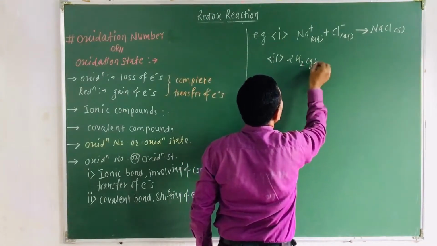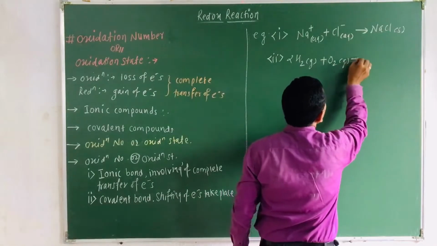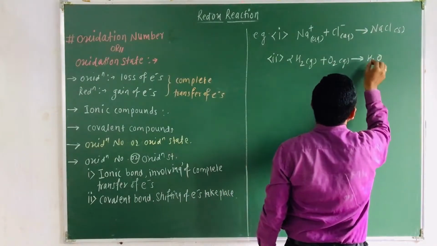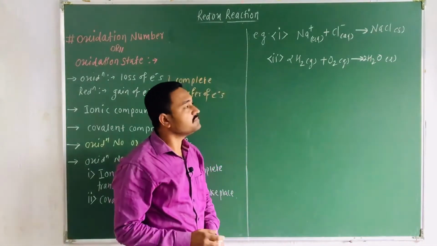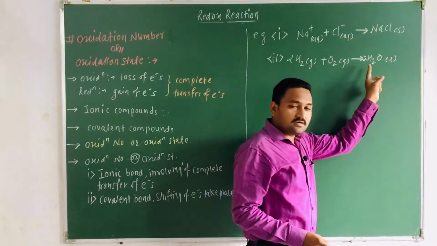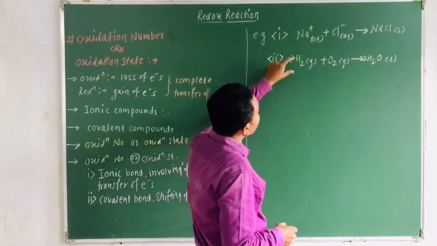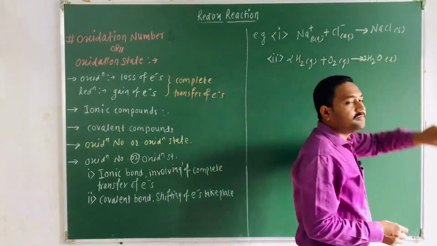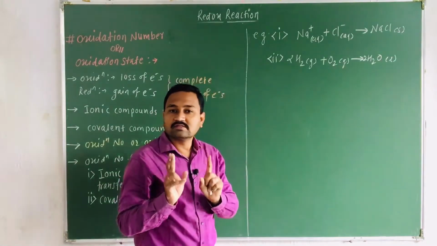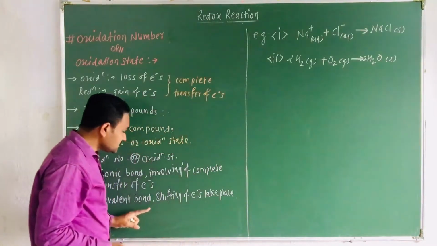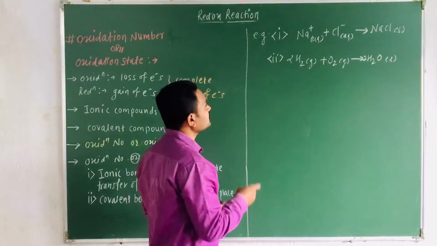Now the second example: 2H2 plus O2 gives 2H2O. Remember, this compound forms a covalent bond. It is not an ionic bond. If a compound involves a covalent bond, a complete transfer of electrons does not take place; there is a sharing of electrons.